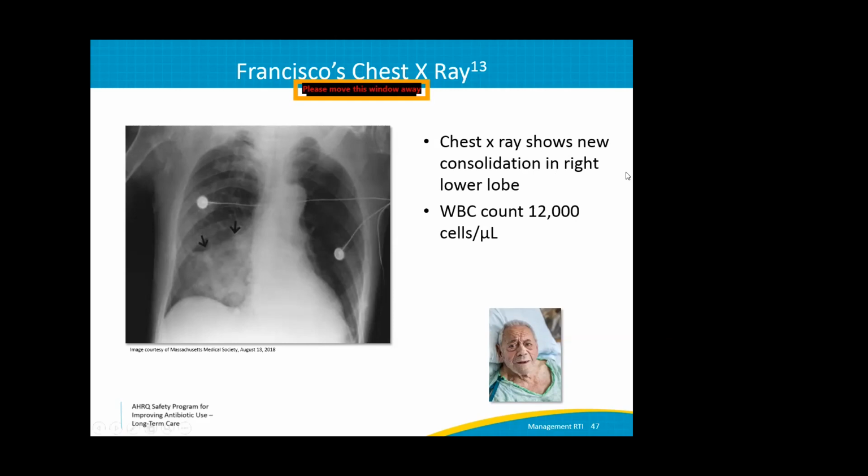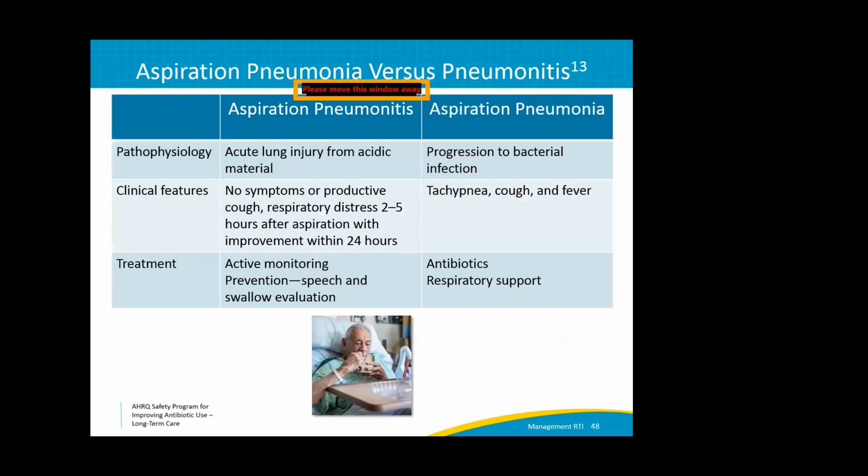So he also has an elevated white blood cell count of 12,000. So just to review a little bit the differences between aspiration pneumonitis and pneumonia. Pneumonitis is chemical lung injury from stomach or upper respiratory contents actually causing inflammation through the lung tissue. Pneumonia can progress from pneumonitis and is actual invasion and infection of the lung tissue with bacteria.